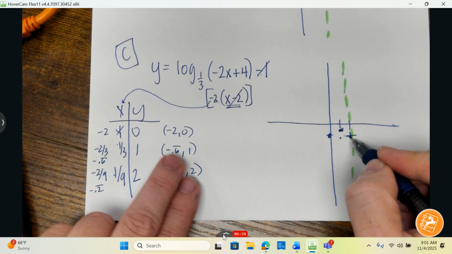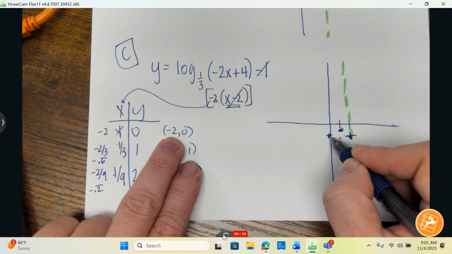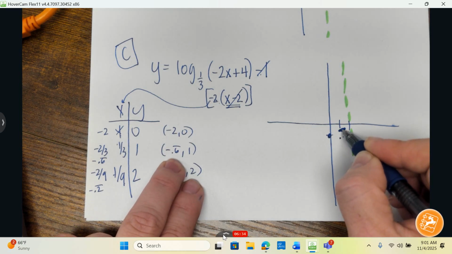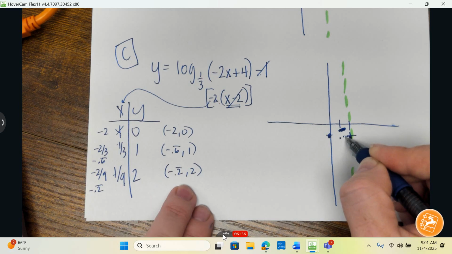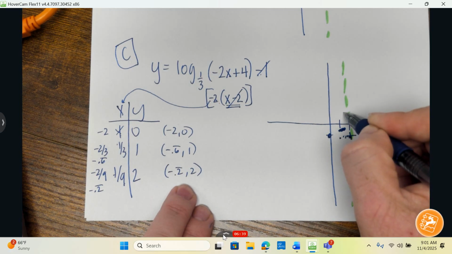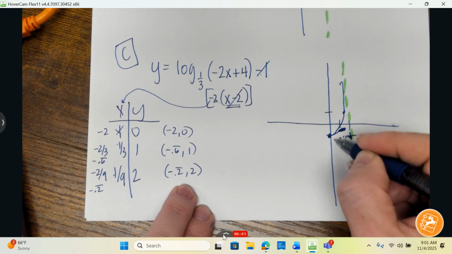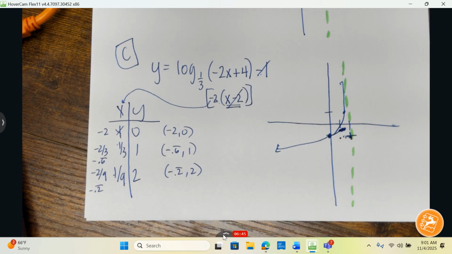Let me try this again. I'm going to go left 2 and stay. Agree. I'm going to go left 0.6 and up 1. There it is. I'm going to go left 0.2 and up 2. There I go. Okay, so it's coming in like this. Sorry about the graphing there.